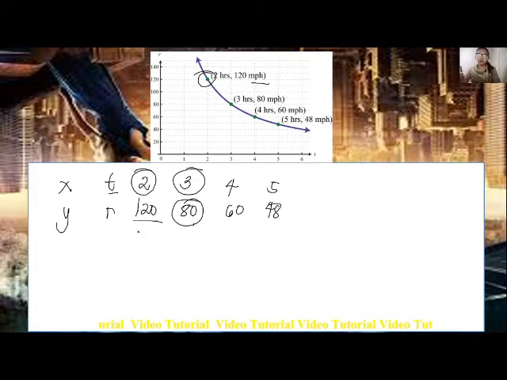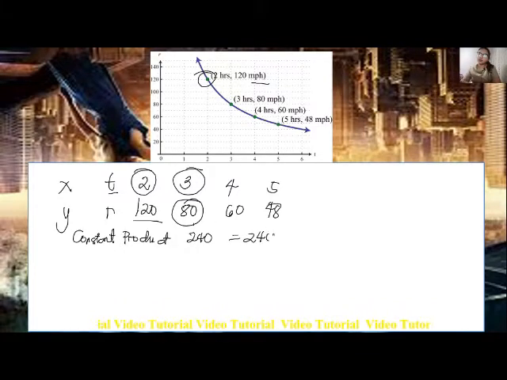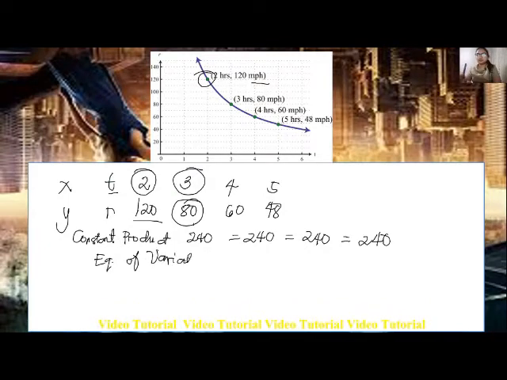For the constant product, it's obviously 2 times 120. So this one is the constant product. 2 times 120, that's 240. As well as 3 times 80, 240. 4 times 60, it's also 240. And the last one will also give us 240. Now that we know that it's the constant product, we find the equation of the variation, because this one is identified as inverse variation.